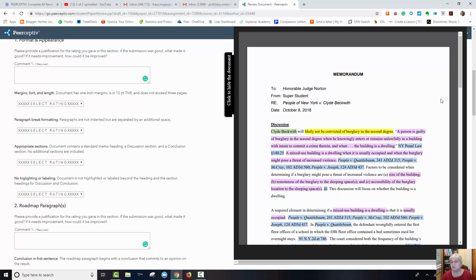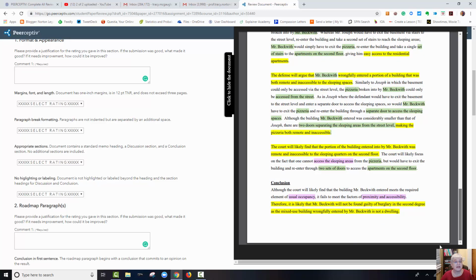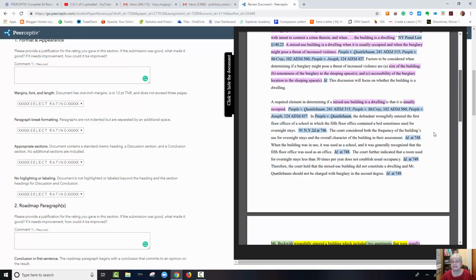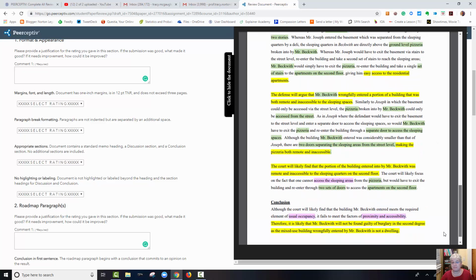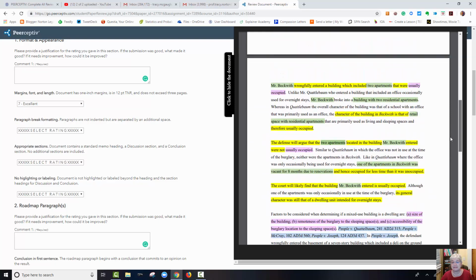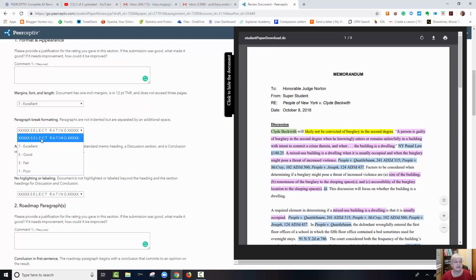So the document has 1-inch margins. Yes, that's good. In 12-point Times New Roman, that looks to be true, and does not exceed 3 pages. So it looks like we've got a winner there. That's going to be a 7. Paragraph break formatting. The paragraphs are not indented but are separated by an additional space. This is certainly true of this document, and so that's going to get a 7.